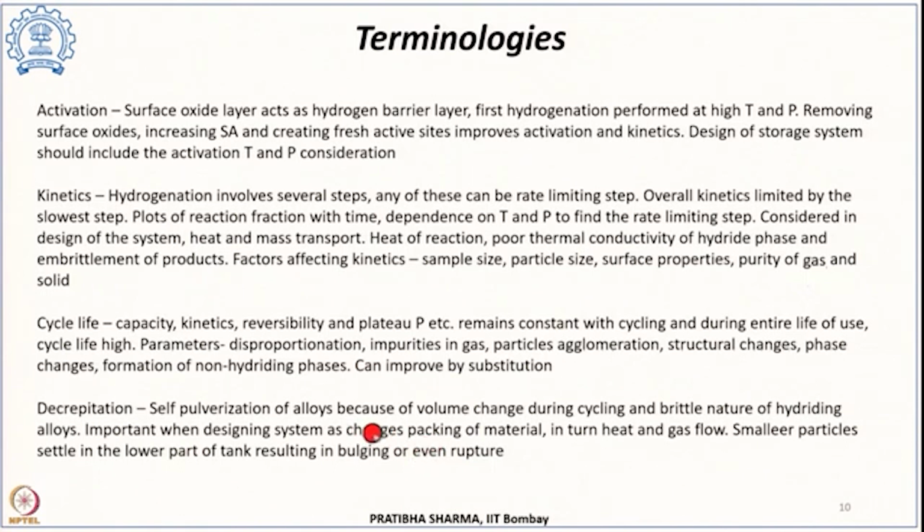With time, with repeated cycling, the particles will break into smaller particles, and that may change the porosity, which may affect the gas and heat flow inside the metal hydride bed. These smaller particles will tend to settle down into the lower part of the tank. When they settle down into the bottom part of the tank, during hydrogenation there will again be an expansion of the lattice, and that could even lead, after a certain time, to bulging of the tank from the bottom, or even rupture of the tank.